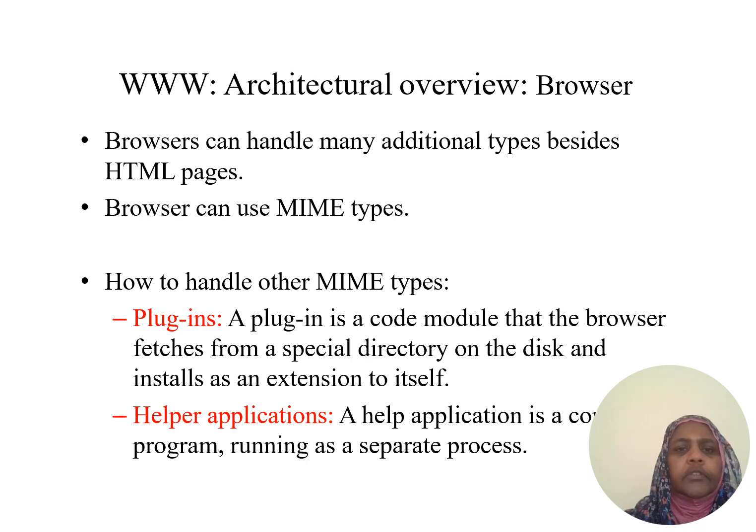This scenario we have discussed can change depending on the hypertext transfer protocol version. The browser can handle many additional types besides HTML. The browser can use MIME types, and this can happen in one of two ways. Either plugins. A plugin is a code module that the browser fetches from a special directory on the disk and installs only as an extension to itself. So it became a part of the code of the browser. Or helper applications such as Microsoft PowerPoint or Acrobat Reader by Adobe.